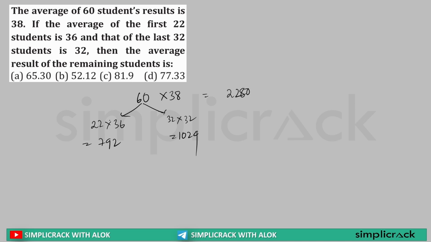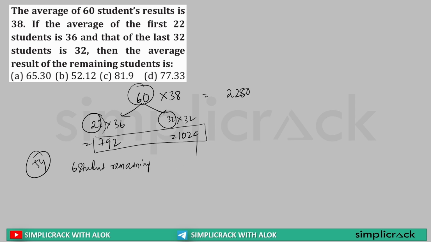Now, here 22 students are there. Here 32 students are there. Total students, how many students are these? 32 plus 22 is equal to 54. So what is the remaining students out of 60? Sir, the remaining student is 6. 6 students remaining. So in order to find the total of these students, what I will do?